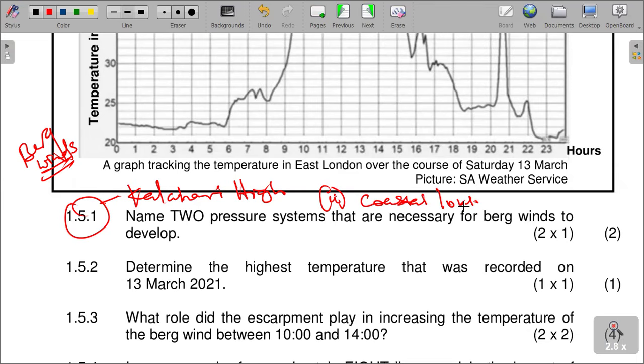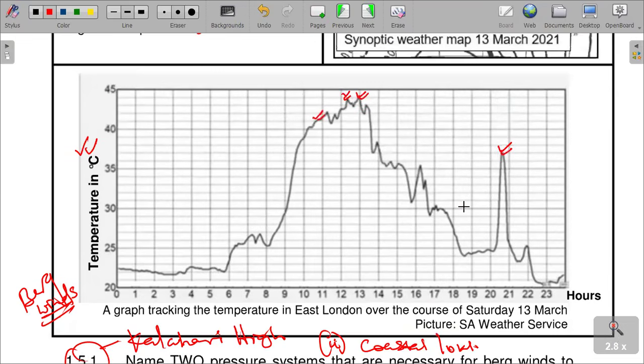Of berg winds. And then determine the highest temperature that was recorded on 13 March. We can check from there, the highest temperature was almost 44 degrees Celsius, or you can say 44.1 degrees Celsius, which is the highest, shown here. So we say 44.1 degrees Celsius.